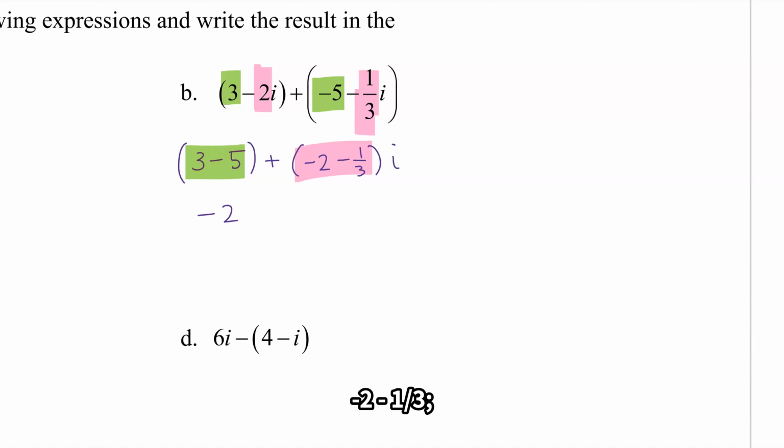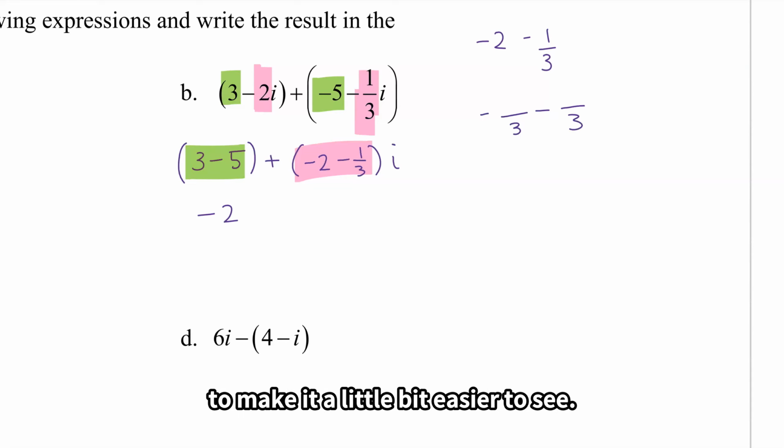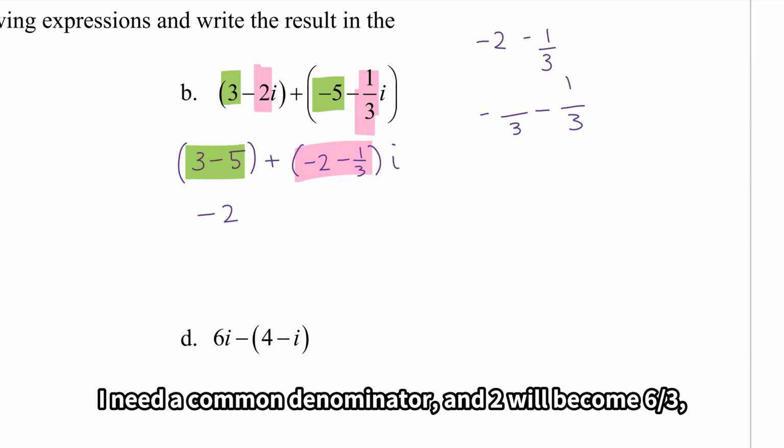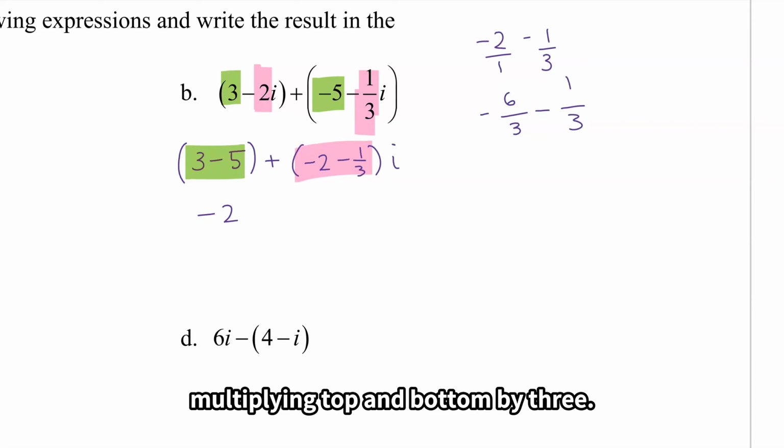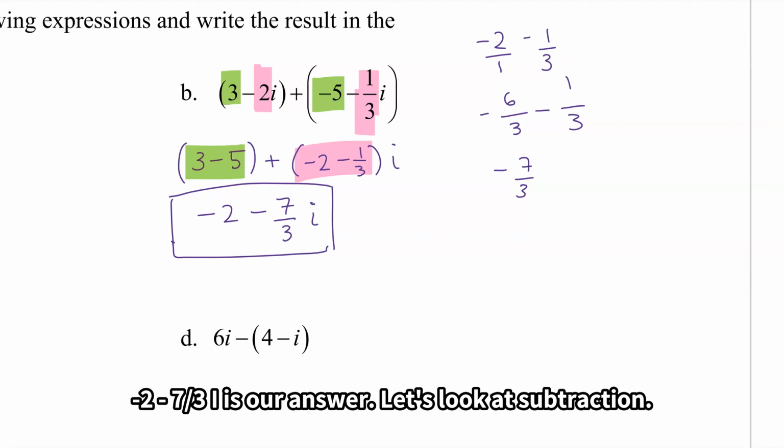-2 minus 1/3. I'm going to do this over to the side to make it a little bit easier to see. I need a common denominator, and 2 will become 6/3, multiplying top and bottom by 3. And we have -6/3 minus 1/3, -7/3. And -7/3 i. -2 minus 7/3 i is our answer.